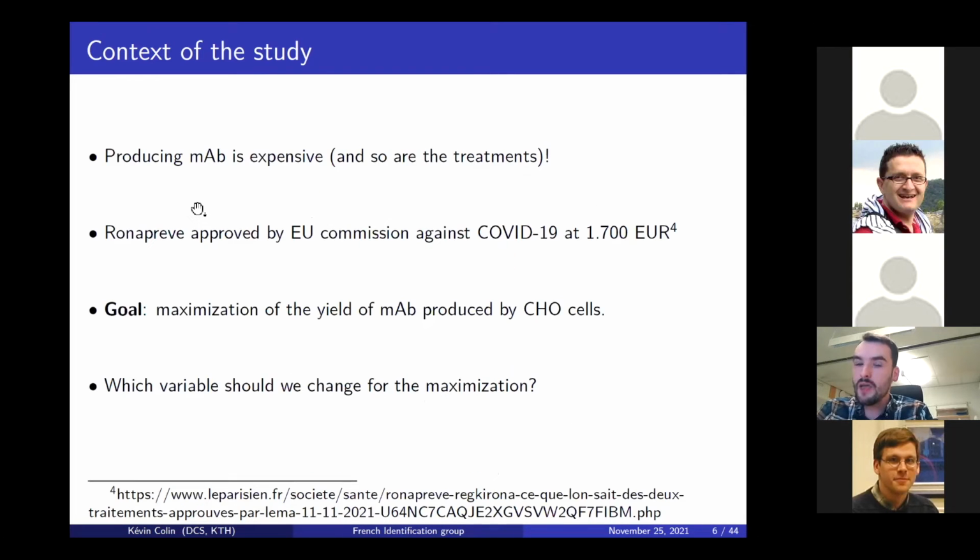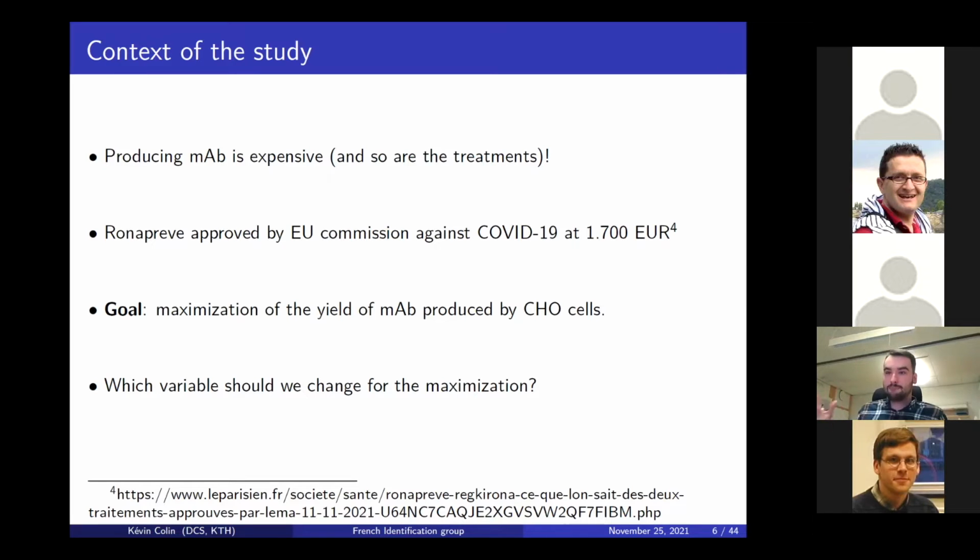Okay. So the problem with MAB is that the production is really, really expensive. And so are the treatments derived from these proteins. As an example, one of both treatments that have been approved by the EU Commission 2 weeks ago is estimated at 1,700 euros per dose, which is kind of expensive. So the goal would be to reduce the price by maximizing the yield of MAB produced by the cells.